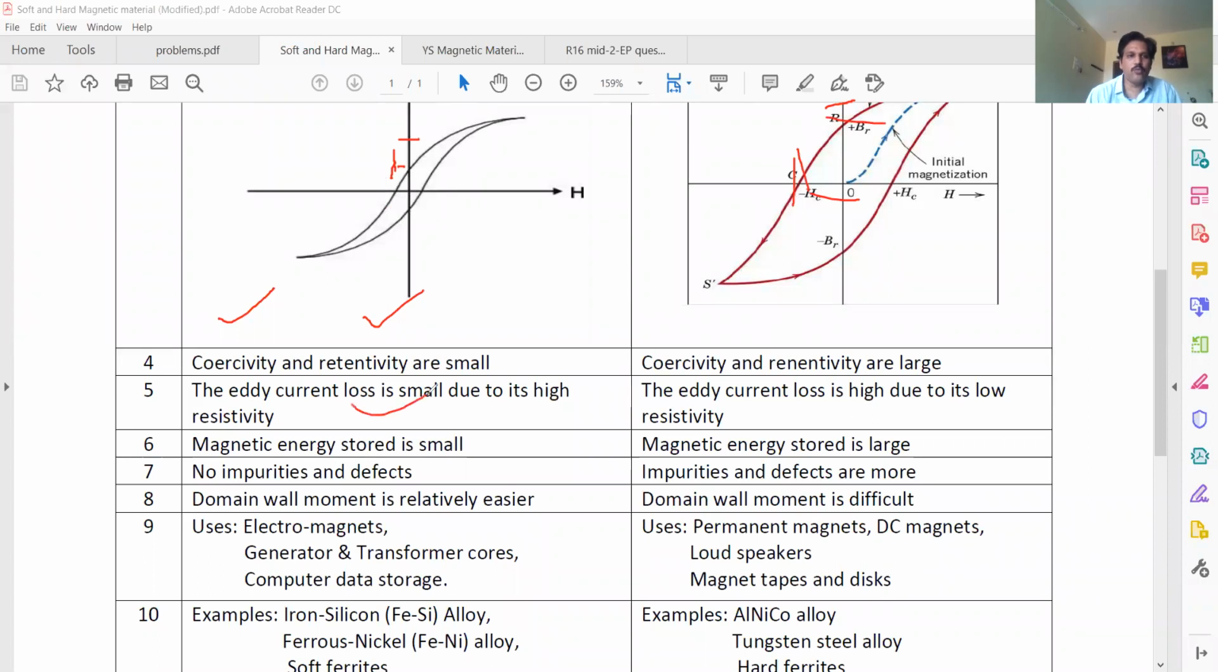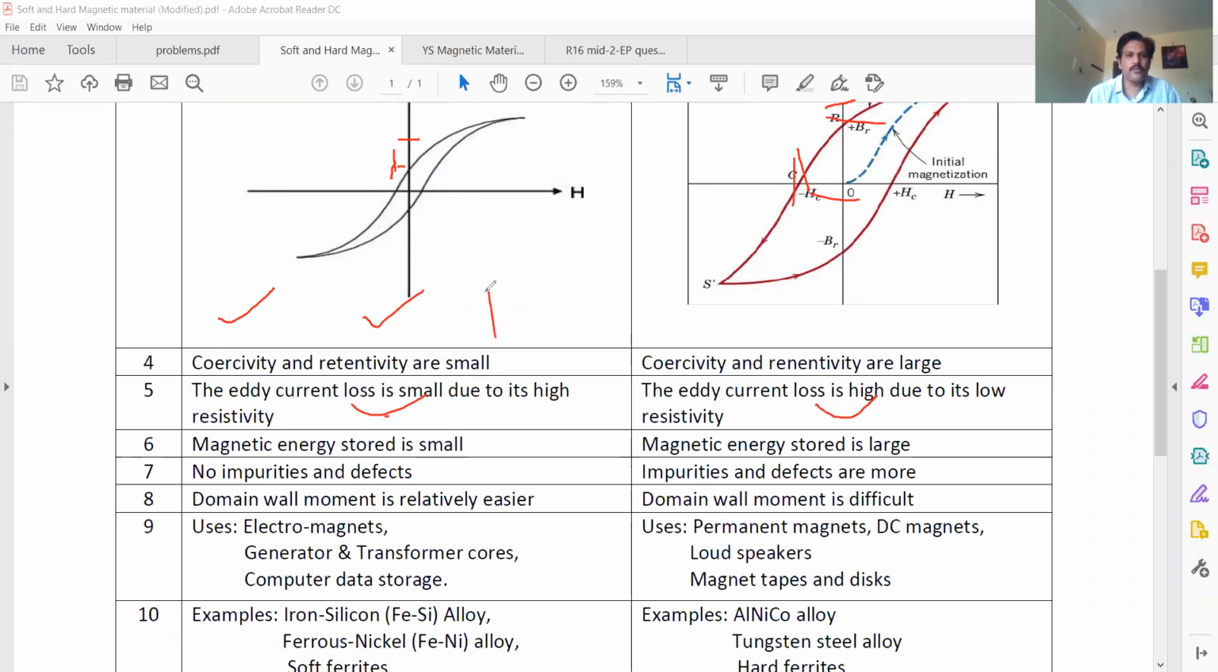Eddy current loss is small due to high resistivity in soft magnetic materials. In hard magnetic materials, eddy current loss is high due to low resistivity. Eddy current loss is the second loss in magnetic materials, after hysteresis loss. This eddy current loss also causes some energy loss.